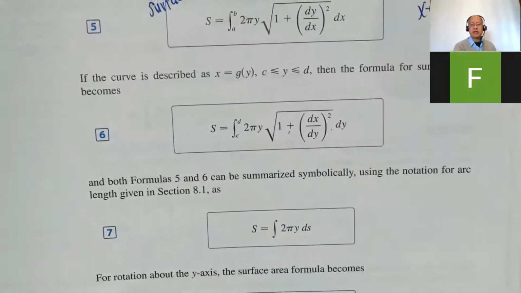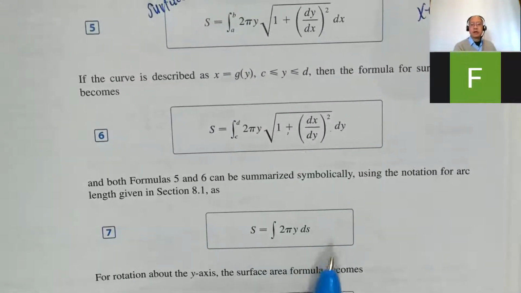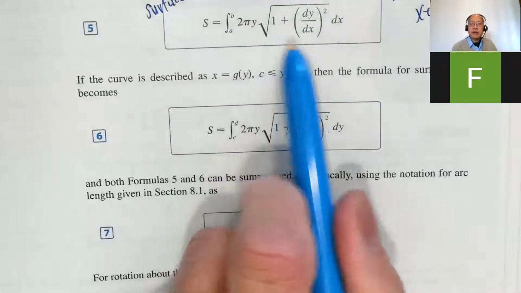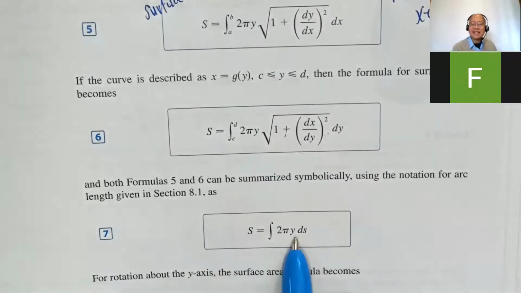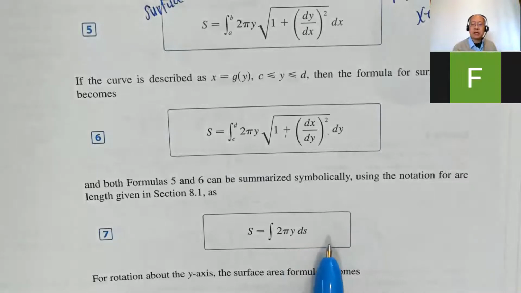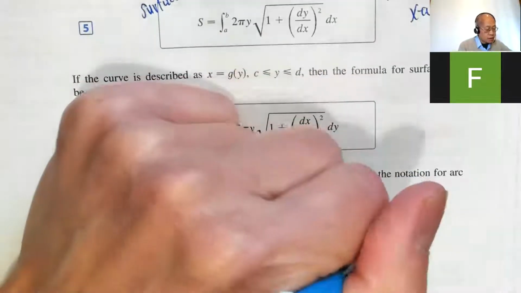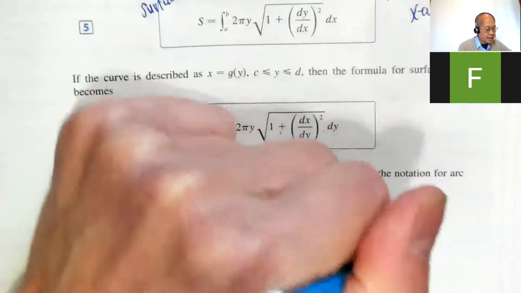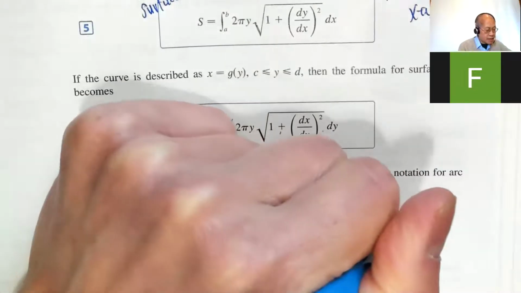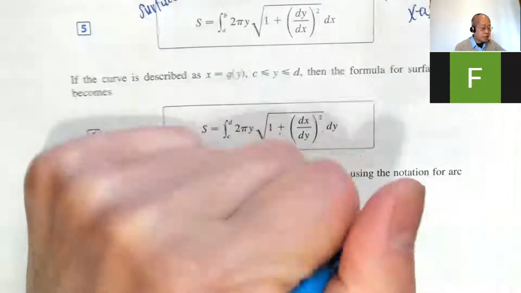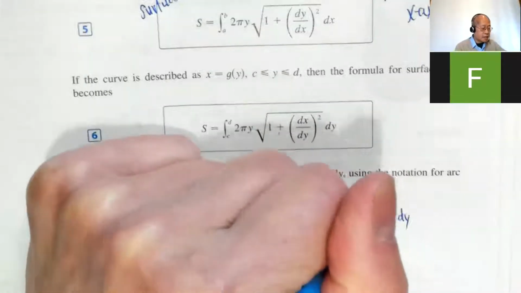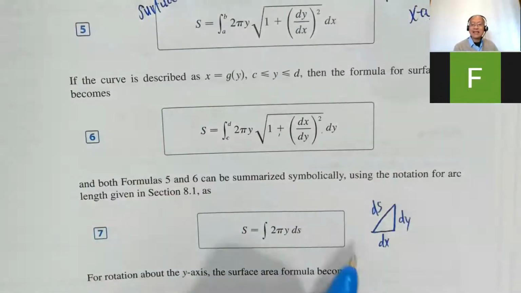They're actually saying another thing which I alluded to. This whole thing here, you can call it ds, which is a tiny change in arc length. Okay, so I'll draw you tiny pictures of what this ds stuff is. This is dx, dy, right? Tiny change in x, tiny change in y. So the tiny change in the hypotenuse is ds.